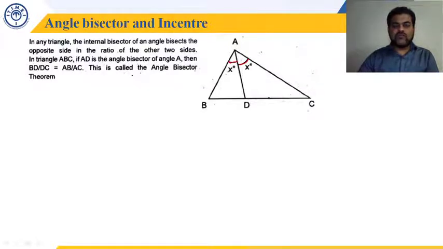AD will divide the opposite side BC. If BC is the opposite side, then AD will divide BC in the same ratio as that of the sides containing this angle. So in this case, the ratio of BD and CD will be the same as the ratio of AB and AC. This is known as the angle bisector theorem.